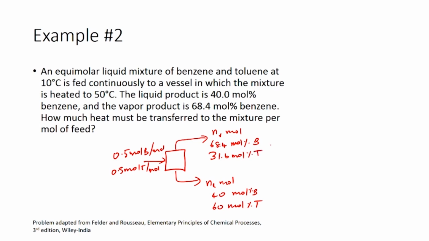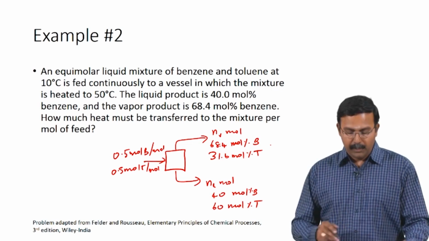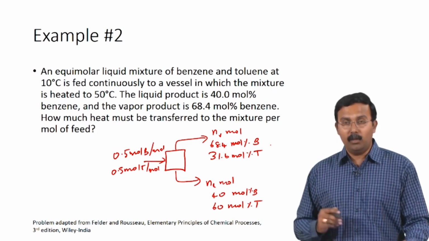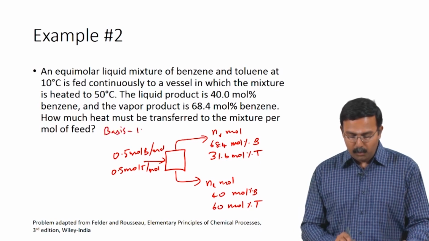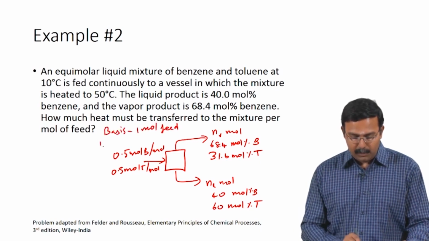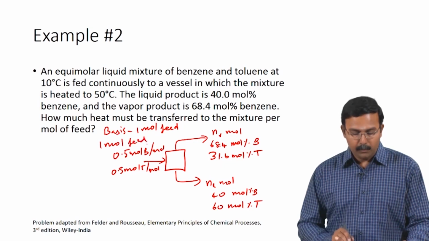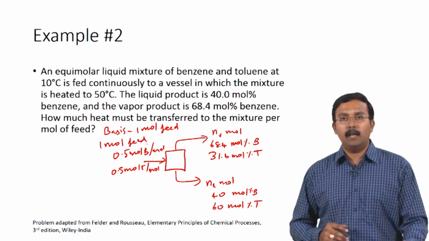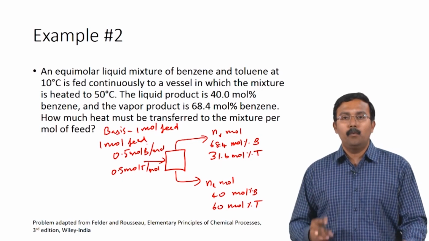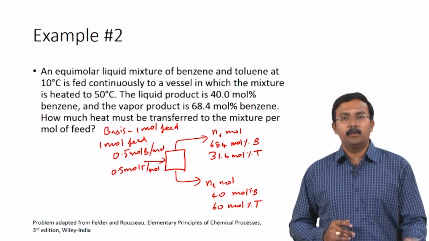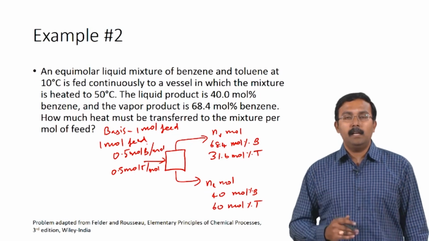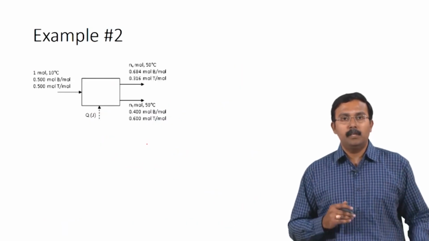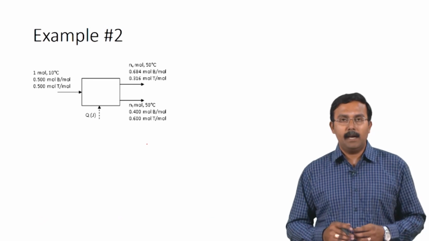We have also been told to calculate the amount of heat which needs to be transferred per mole of the feed. So, this means we can use a basis of 1 mole of feed. So, because of this you would have 1 mole of feed entering. So, we need to perform material balance calculations to identify what NV and NL are. So, for any energy balance problem, as I always say, material balance is the first step. So, here let us first perform the material balances.